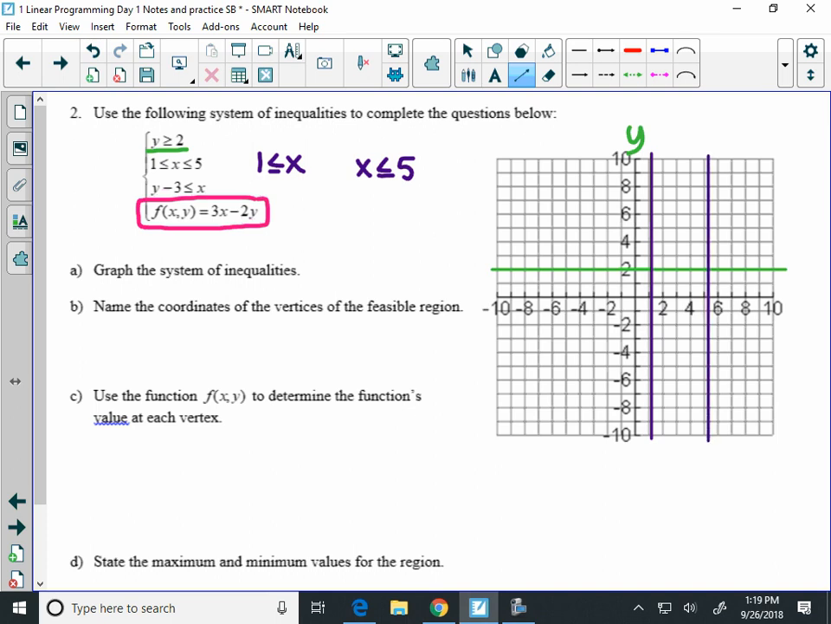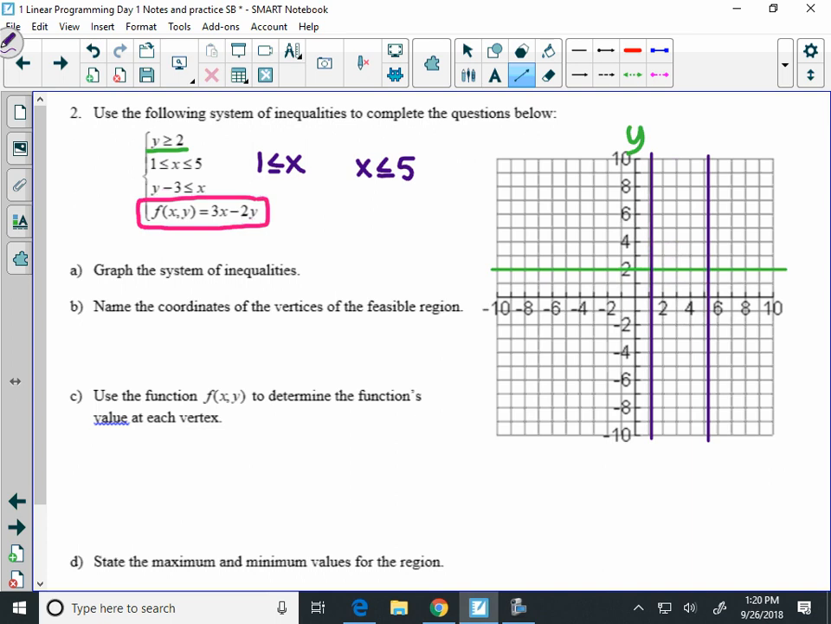Now, let me point out to you, you might be wondering, well, why didn't I just write it like that? Well, this actual notation, written as the compound inequality, means that you would be shading in all the x's in between 1 and 5. That's why it's written that way. But in order to graph it so we can shade it, we have to graph 2 vertical lines.